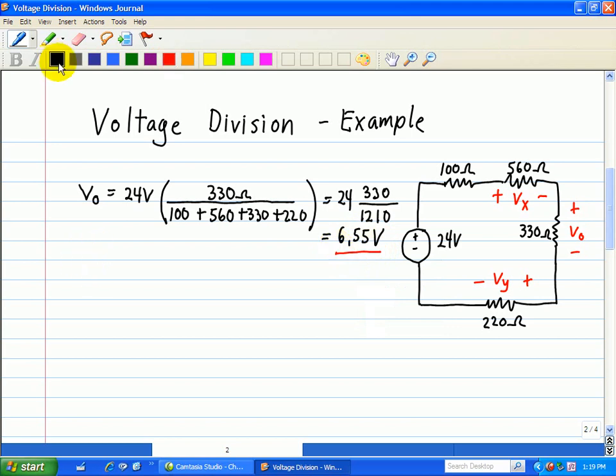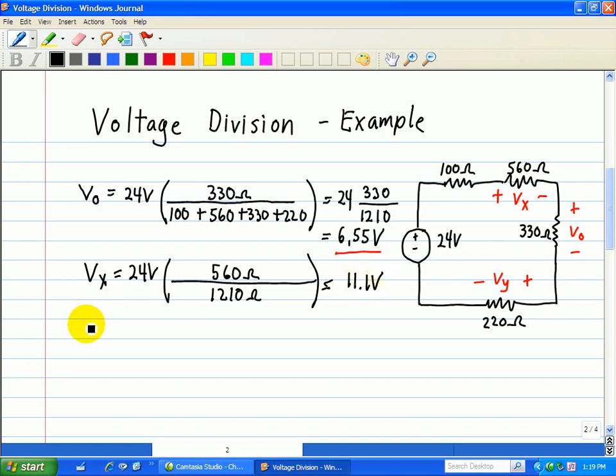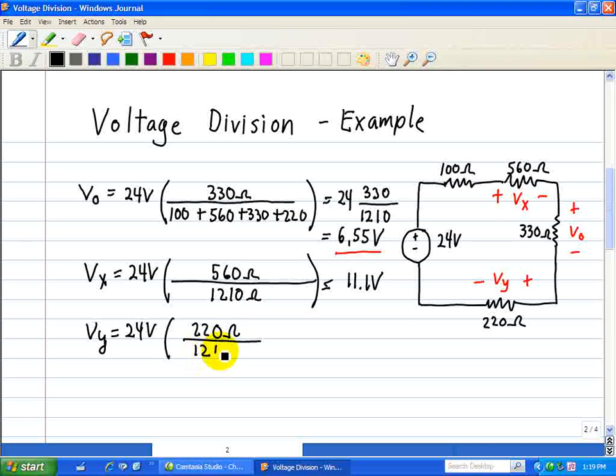Now let's calculate VX. We'll follow the same process: 24 volts, and VX is associated with the 560 ohm resistor, and we divide that by 1210 ohms, which we calculated earlier, and that's equal to 11.1 volts. Then we have VY, which is 24 volts times 220 ohms, divided by 1210, and we have 4.36 volts.